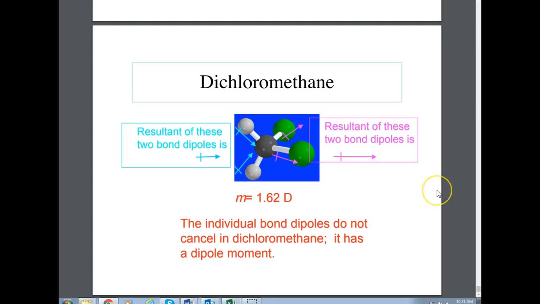So that's the end of this slide lecture. This last part is really, really important, and it takes a while to understand. So please take your time and start learning the geometries and also which molecules are polar and which are nonpolar.